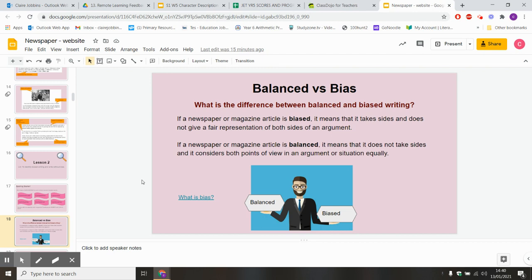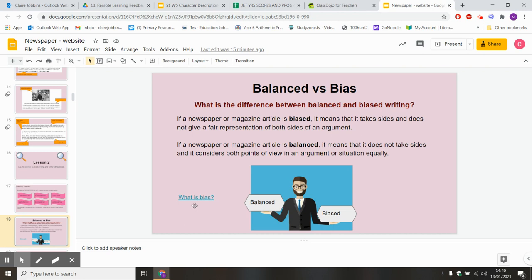Okay? Whereas if a newspaper or magazine is balanced, it means that it does not take the side of anyone and it considers both points of view in an argument or situation. So you can see that there's a video here that is all about what is biased.